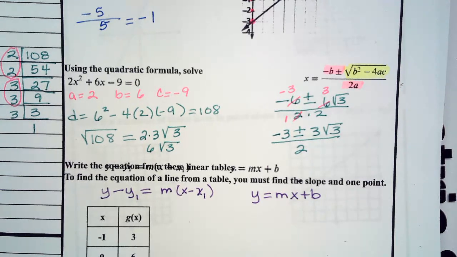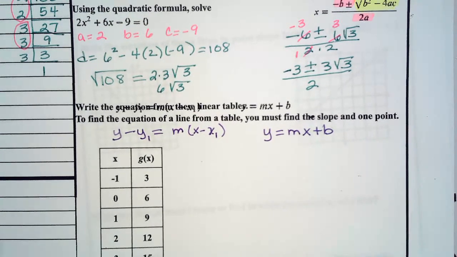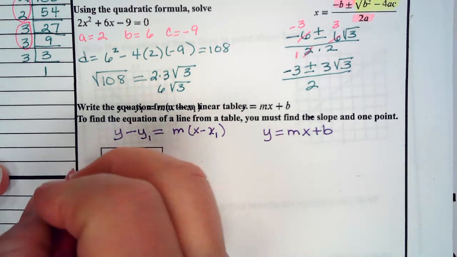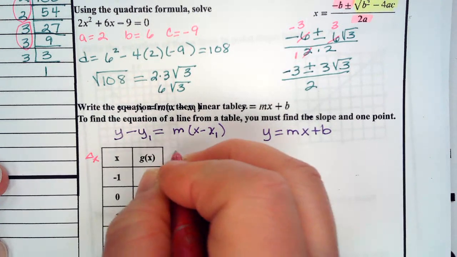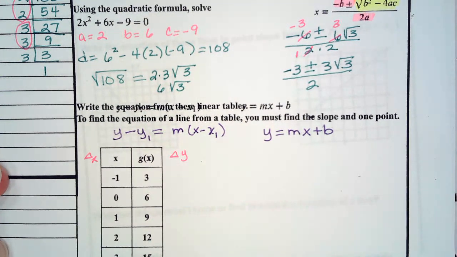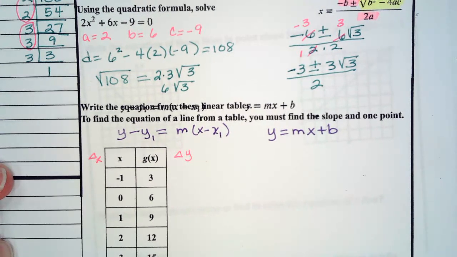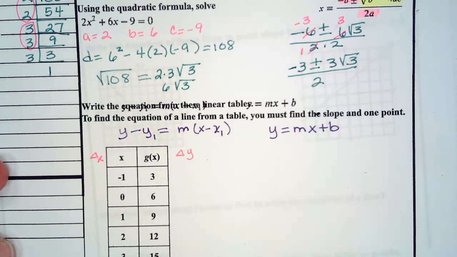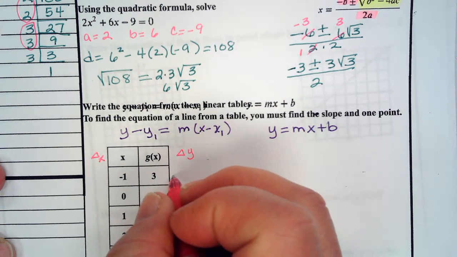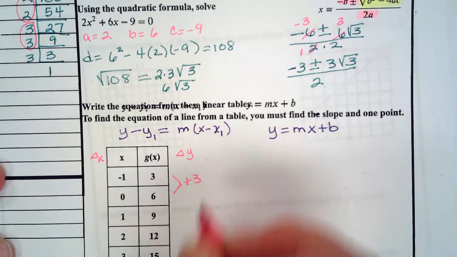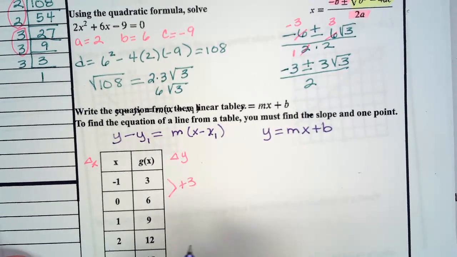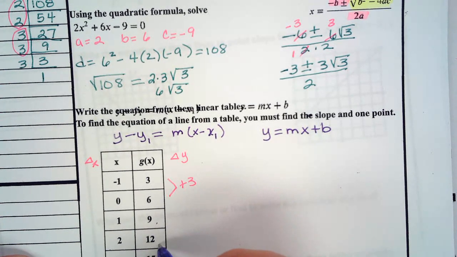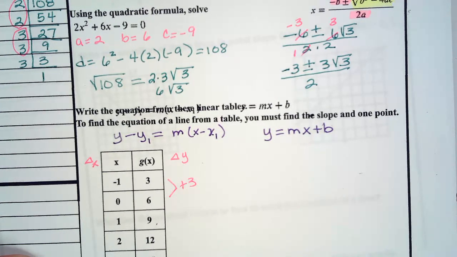Okay, now we're going to find our slope. We're going to look at our delta x and our delta y. Okay, so when I'm looking here, what 3 plus what gives me 6? Plus 3. So my delta y is plus 3. 6 plus 3 is 9, 9 plus 3 is 12, 12 plus 3 is 15.